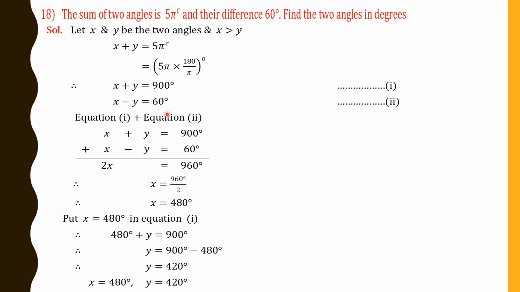Here is equation first. X plus y equal to 900 degree. X is 480 degree plus y equal to 900 degree. 480 degree take on RHS, then y equal to 900 minus 480 degree. Therefore y equal to 420 degree. Hence these two angles in degrees: first angle is x equal to 480 degree, second is y equal to 420 degree.